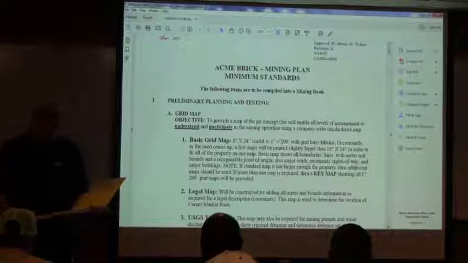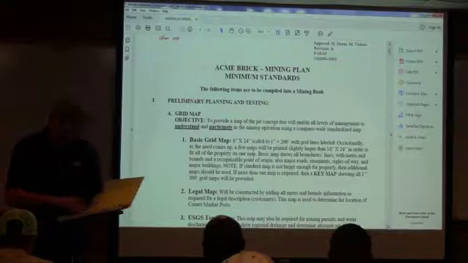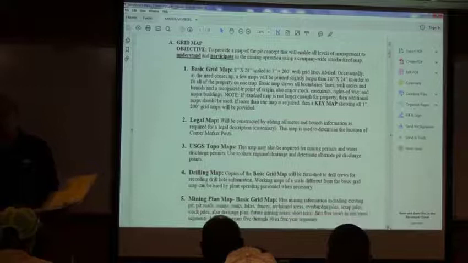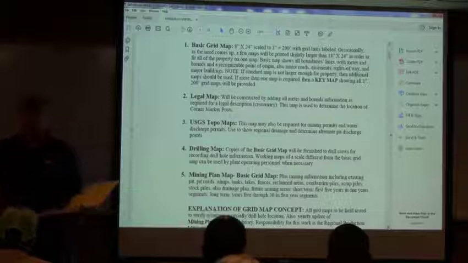So it's a basic map that shows the boundaries and the lines, major roads, easements, right of way, and major buildings, okay? Then you can scroll down a little bit, but we're going to do the legal map. That's if you can get your hands on it. It's always good to have the legal. It's got the metes and bounds on it. Sometimes we found legal maps in the weirdest places. You might have one when they can't find it in Fort Worth, you know.